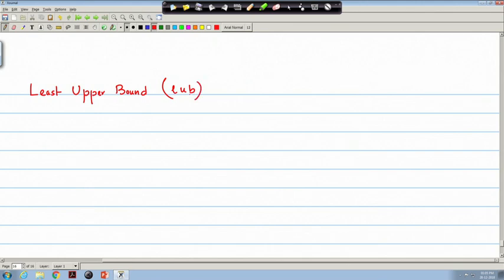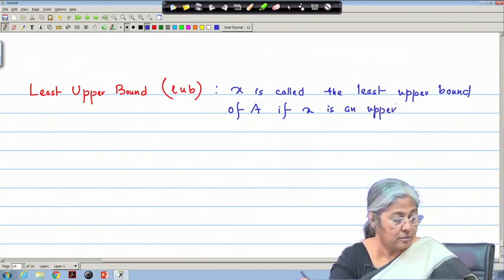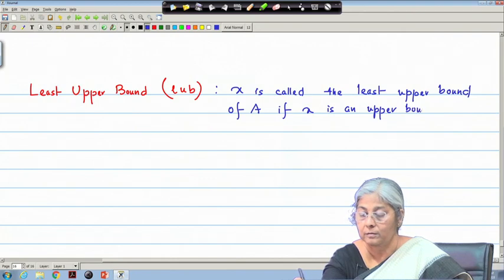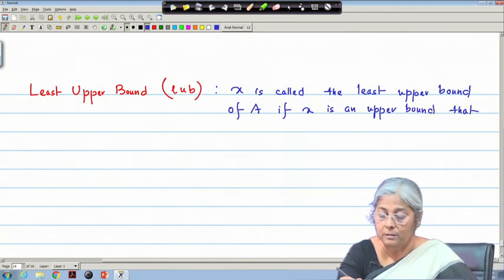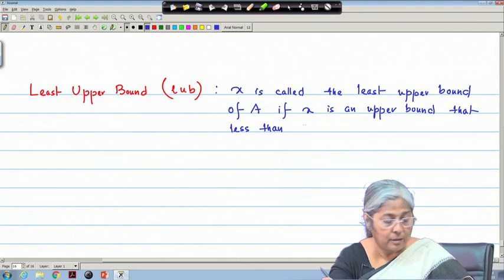LUB, that X is called the least upper bound of A if X is an upper bound that is less than every other upper bound of A.